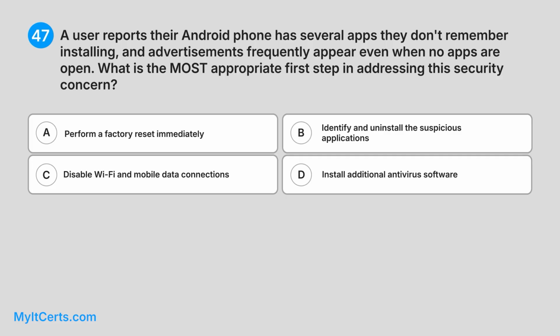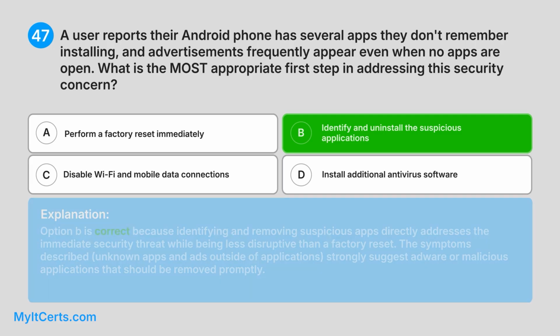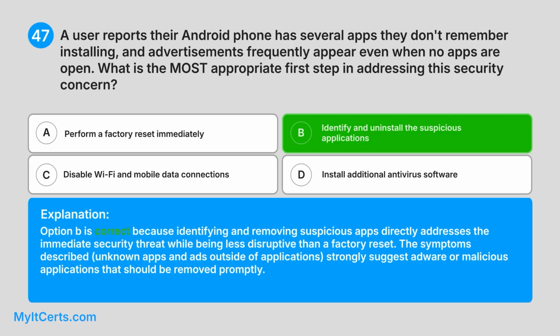Correct answer: B. Identify and uninstall the suspicious applications. Explanation: Option B is correct because identifying and removing suspicious apps directly addresses the immediate security threat, while being less disruptive than a factory reset. The symptoms described, unknown apps and ads outside of applications, strongly suggest adware or malicious applications that should be removed promptly.